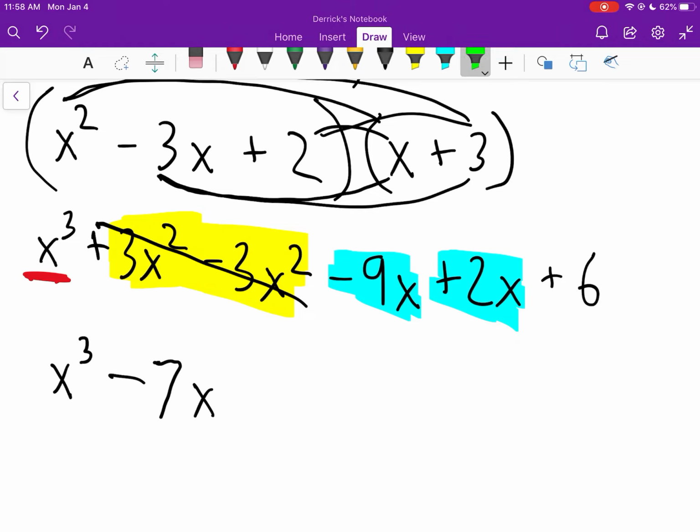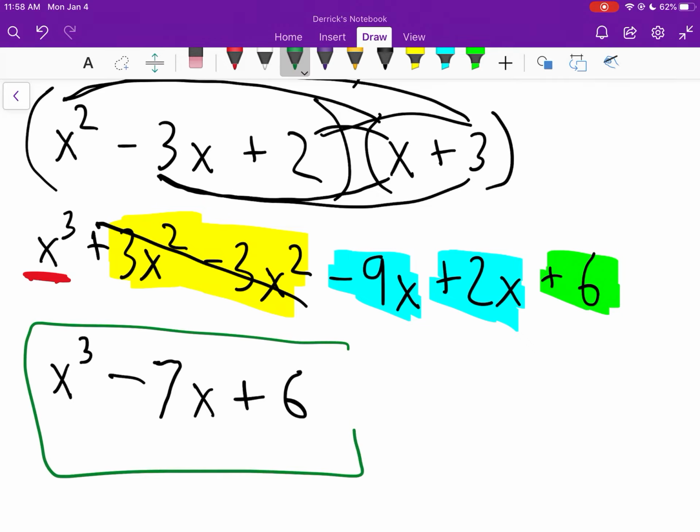And then finally, we have a constant of 6. Constant meaning it has no variables with it. I see no other like terms, so I just rewrite it. That would be our final answer for this problem.